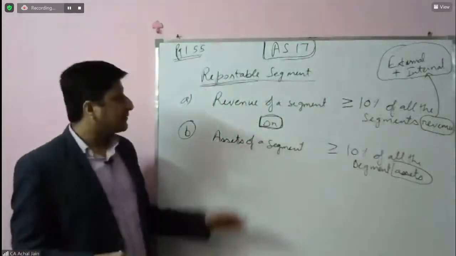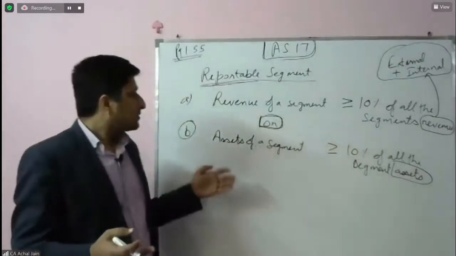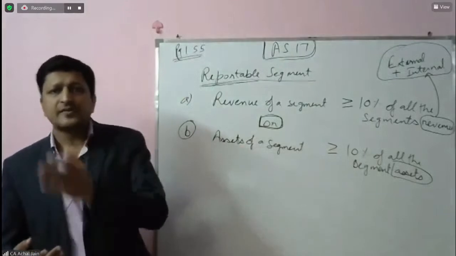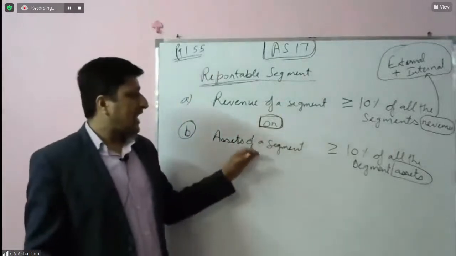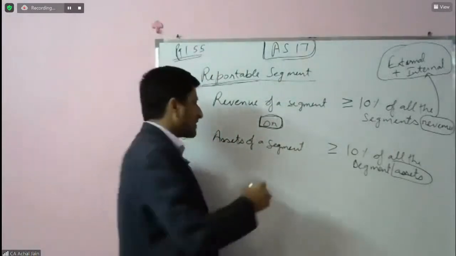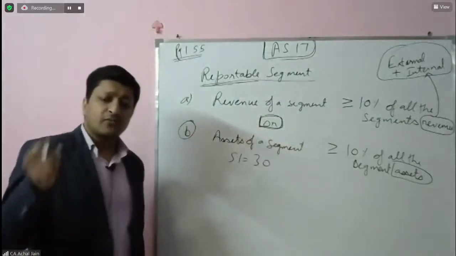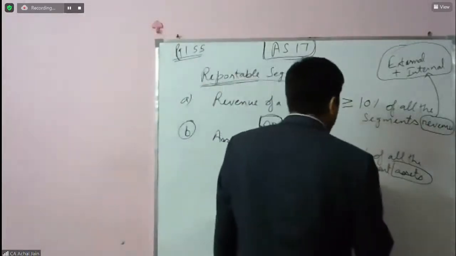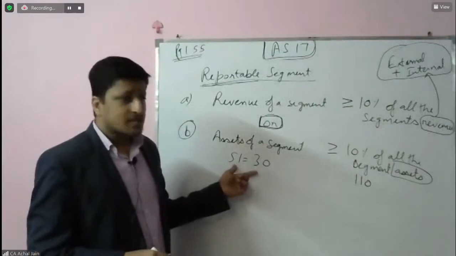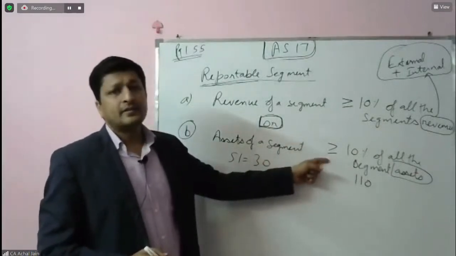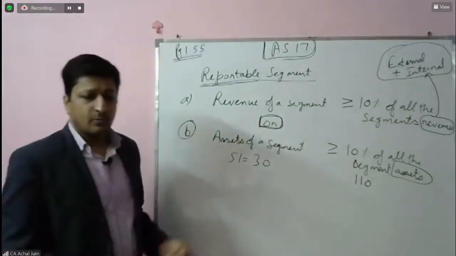So now instead of revenue, what are we comparing? Assets. So S1, S2, S3, S4, S5, S6, they all will have assets bifurcated into them. So we are checking for S1. Let's suppose the total assets are 30. And if the total assets of all the segments taken together are say 110, then here again we'll say that the assets of S1 are greater than 10% of total segment assets. So that's why S1 will become reportable.